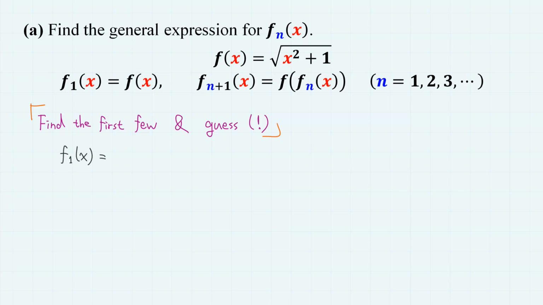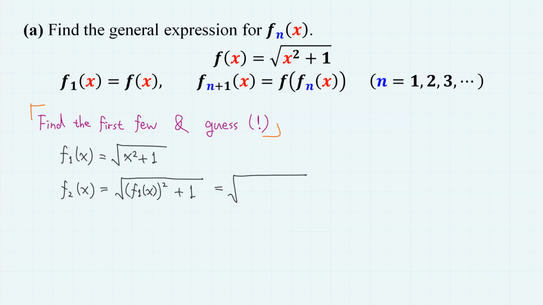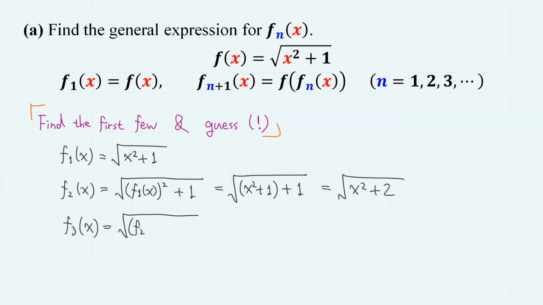First, f_1(x) is obviously given as square root of x squared plus 1. And f_2(x) is given as square root of f_1(x) squared plus 1. And since f_1(x) is square root of x squared plus 1, its square is just x squared plus 1. So this plus 1 gives square root of x squared plus 2. And f_3(x) is given as square root of f_2(x) squared plus 1. So square root of x squared plus 2 plus 1, which gives square root of x squared plus 3.